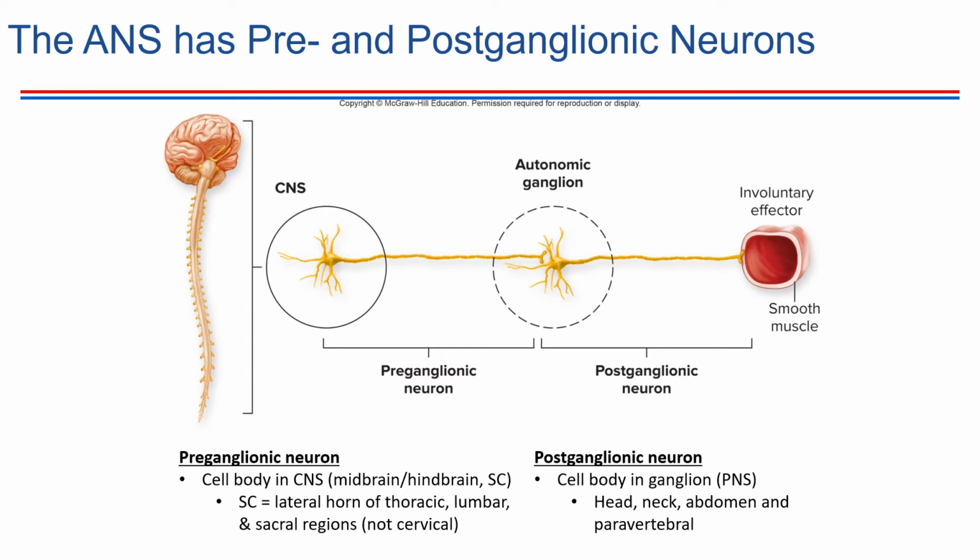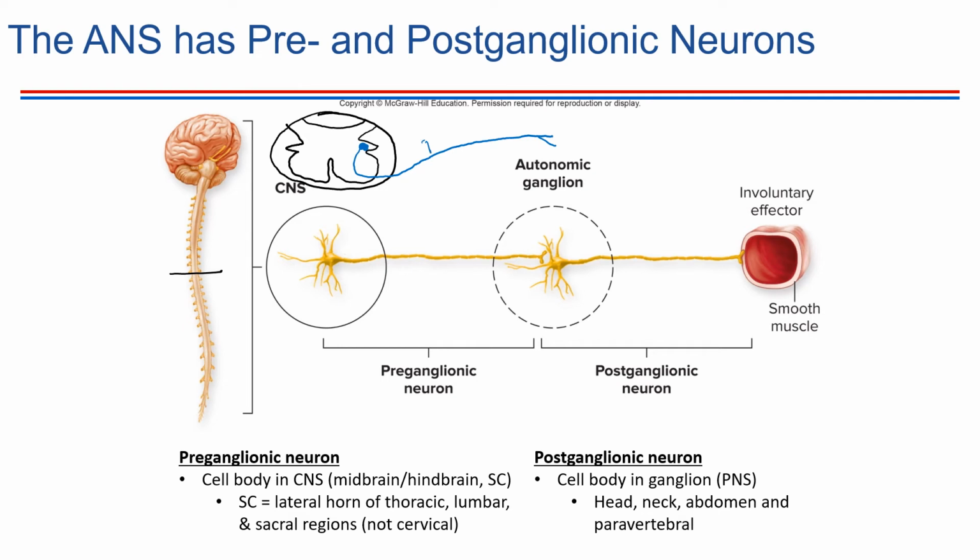So if we were to take a cross section of the spinal cord, I could draw it right up here. And here's my spinal cord. Now, in the lateral horn of the spinal cord is where we're going to find the cell body. So here's our lateral horn, right between the dorsal horn and the ventral horn. And this neuron is going to come out, and just for schematic purposes, I'll keep it the same. It's going to have a synapse here.